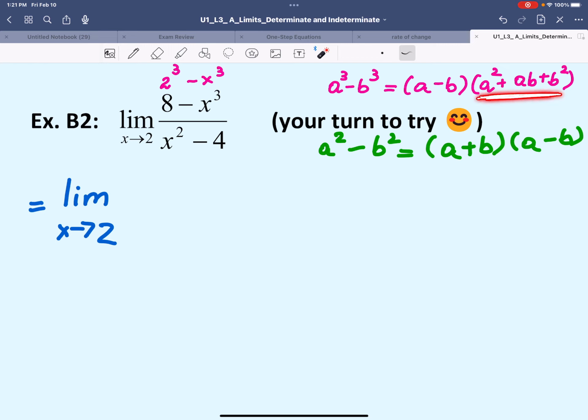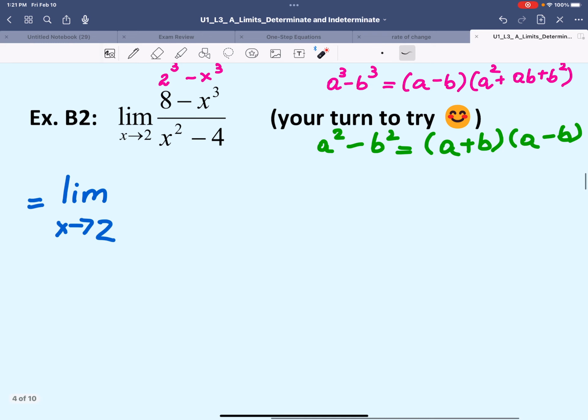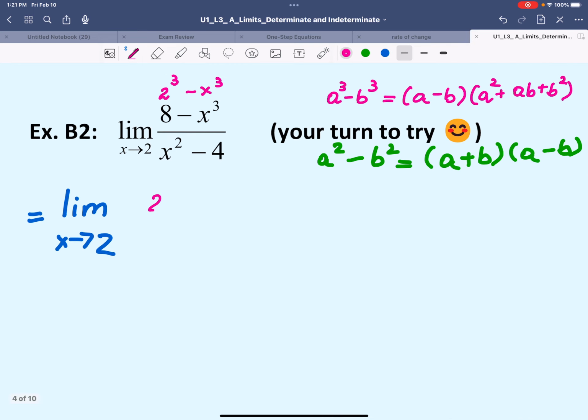So do not try to factor this part of the polynomial. So let's get started now. We have 2 to the power 3 minus x to the power 3. That means 2 minus x. And then the other factor would be 2 squared.